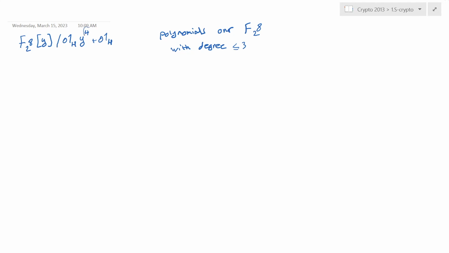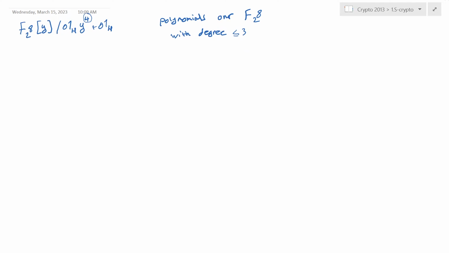So why 3? Because the degree of this irreducible polynomial is 4. So any polynomial we choose, we divide it by this degree 4 polynomial. The remainder should be at most 3. Let me give you an example. I just provided these examples so that later, after we go through polynomials thoroughly, you can come back over here and have some examples to work on.